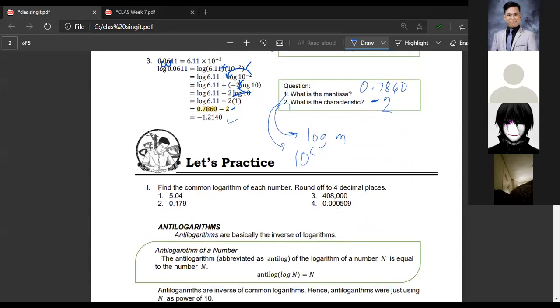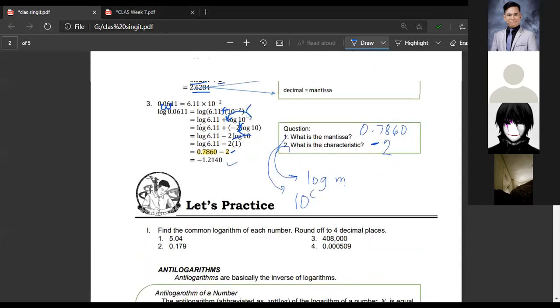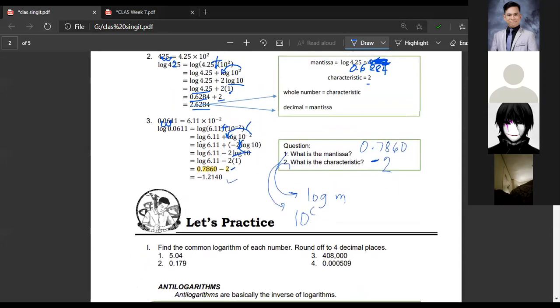Okay, let's practice, class. It's up to you how to find the common logarithm using these steps. Actually, class, you can go straight to the calculator. But before we learn the shorter method, we should know how to do it the long way. How would we know it's a shortcut if we haven't gone through the long road? Right?